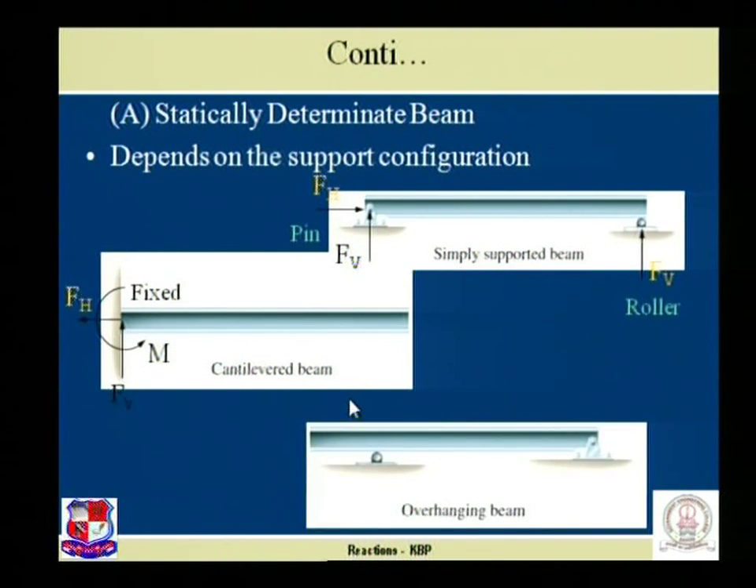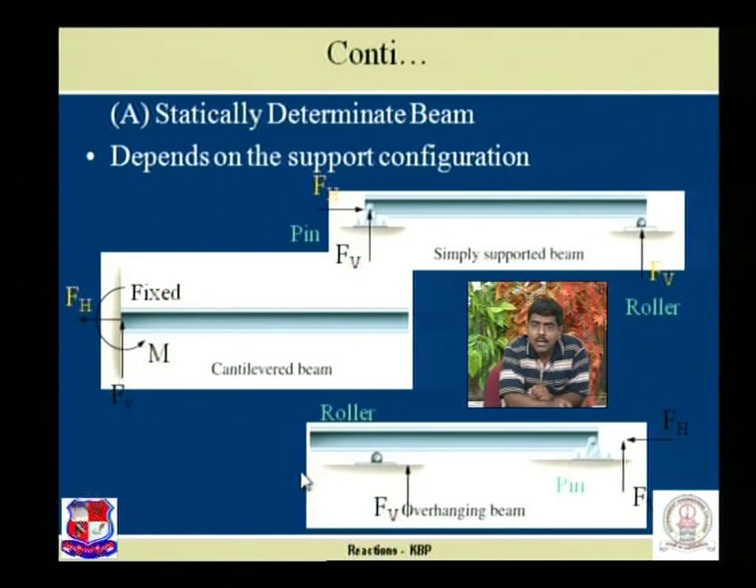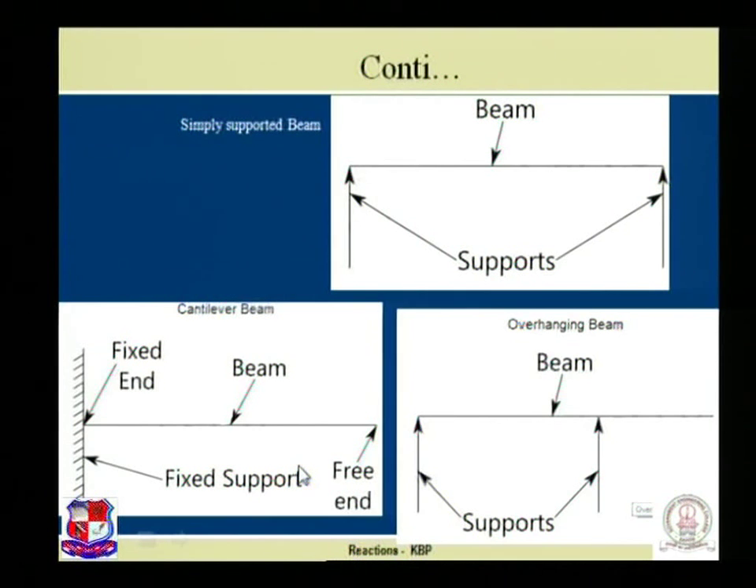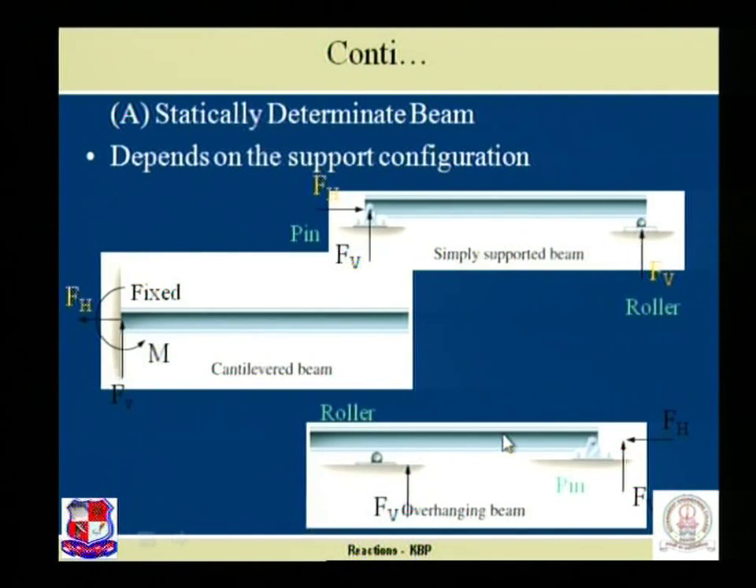The other beam is the overhanging beam, the beam whose one end or both ends are projected beyond the support. Please carefully visualize, this particular portion is projected beyond this support, hence this beam is known as an overhanging beam. Once again, in this beam, three reactions are unknown.